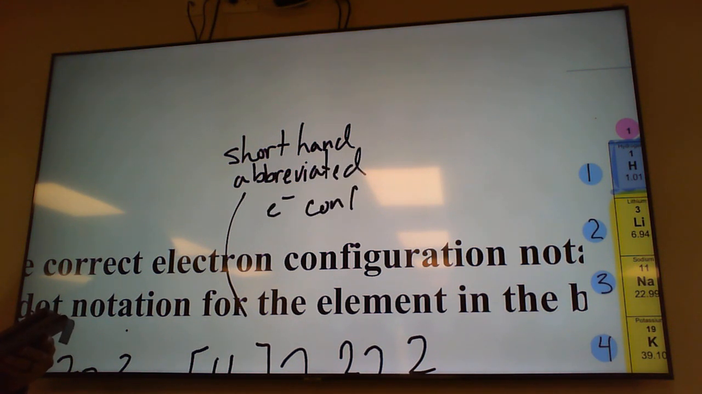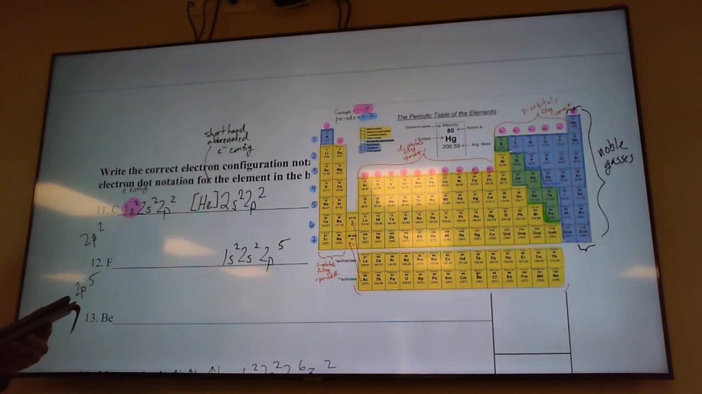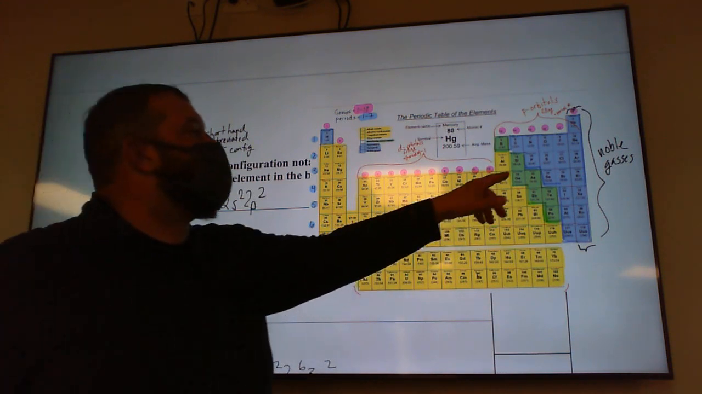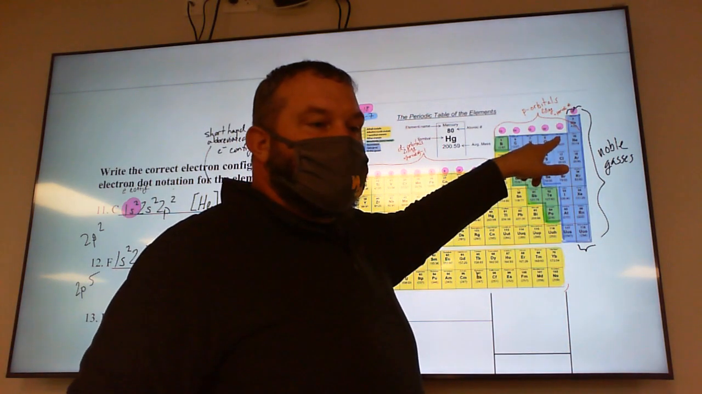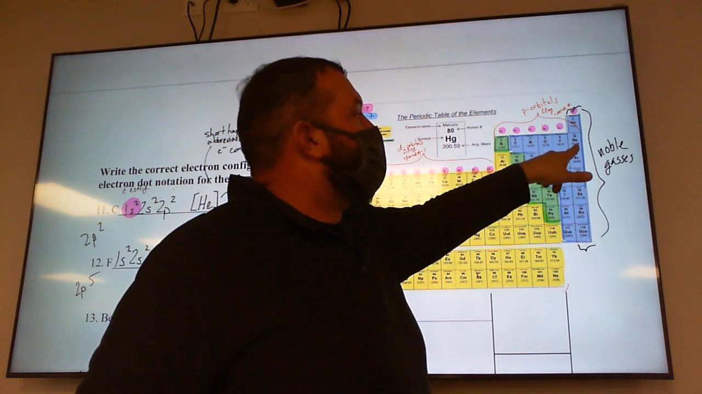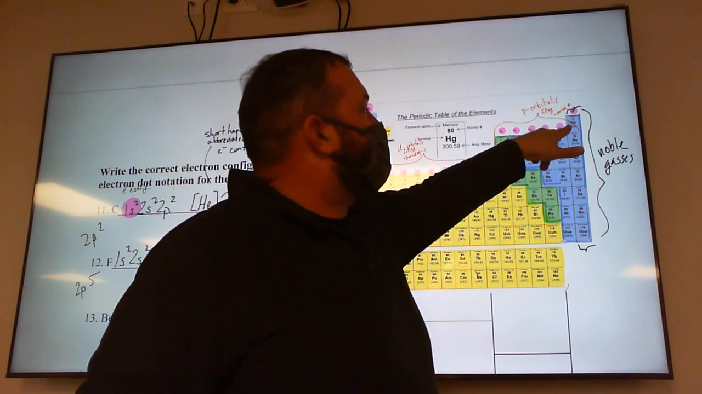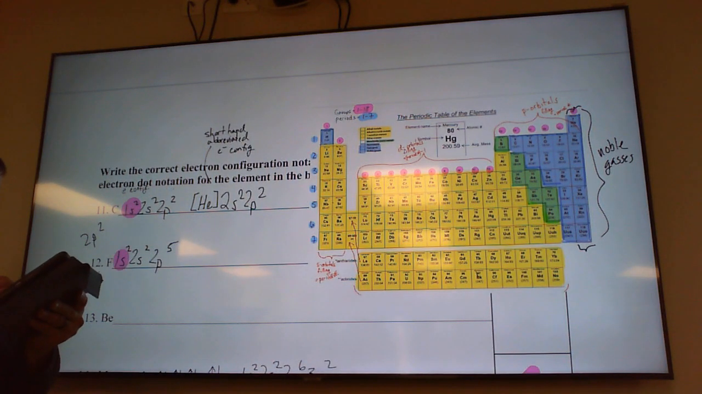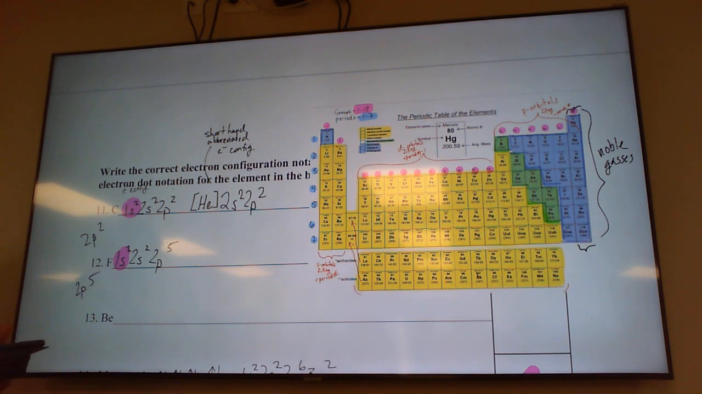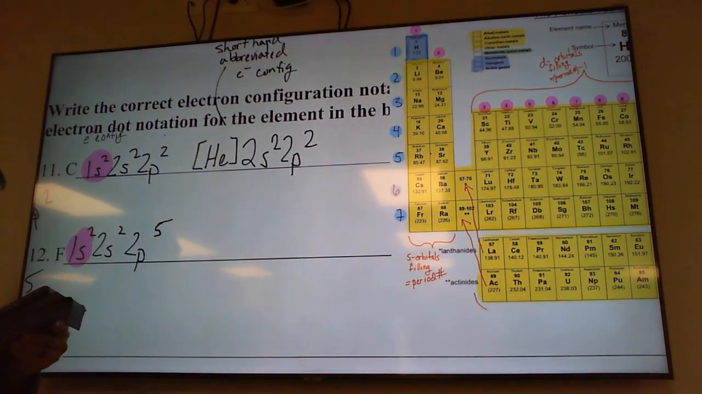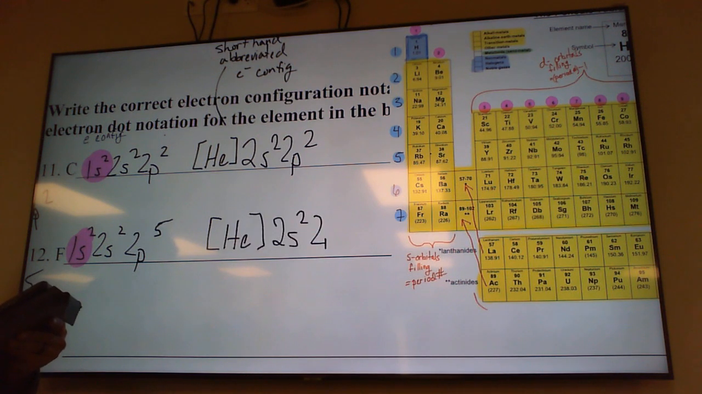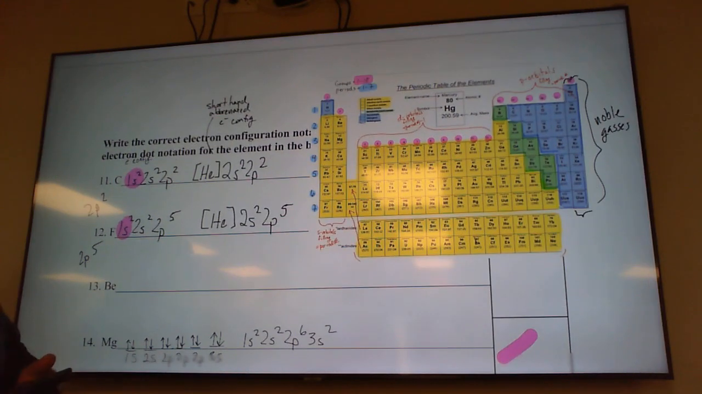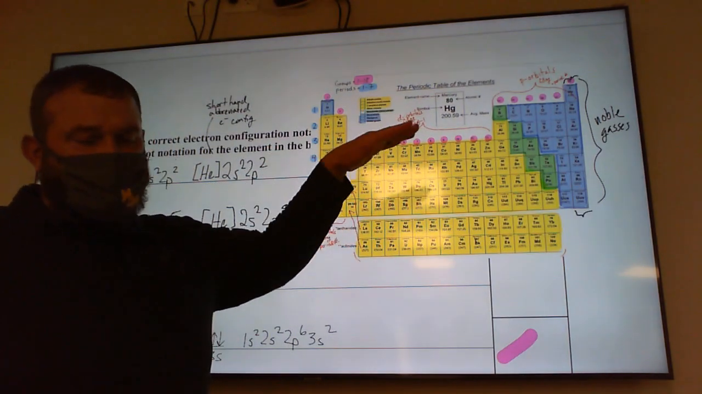Okay? Let's look at fluorine. Let's slide that over. Fluorine is way over here. The noble gas that comes before it is helium. Remember, neon comes after it. The noble gas that comes before it is helium. And again, this is helium's configuration, 1s2. So I'm going to put in helium, 2s2, 2p5.